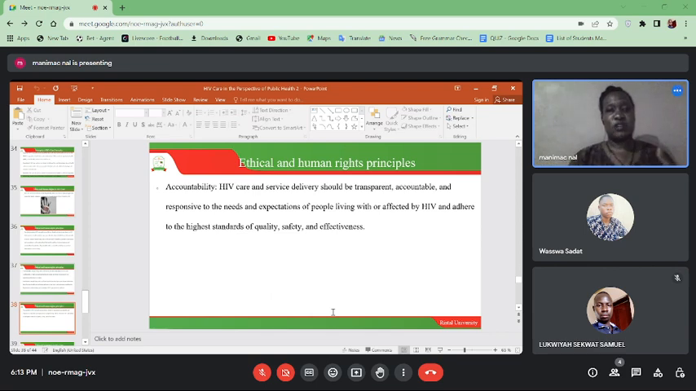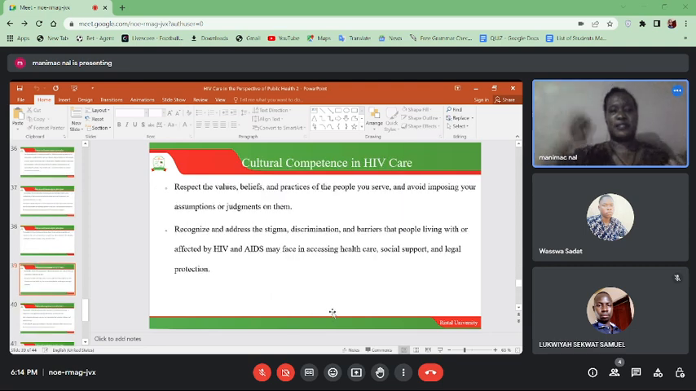Then more to that, we need also to be accountable. It's another principle. Accountability is when we should be transparent to them. We should be accountable and responsive to their needs and their expectations, such that they can also adhere to the highest standard of quality, safety, and effectiveness.